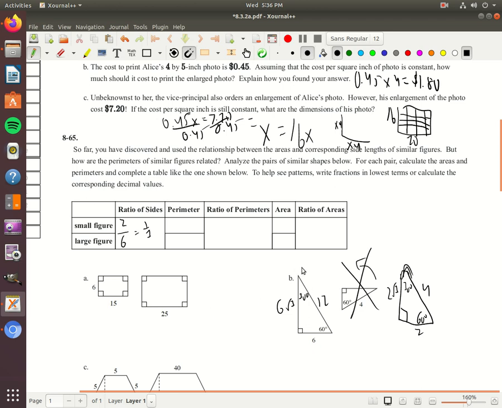Anyways, the perimeter of the small figure is 6 plus 2 times the square root of 3. I'm just going to pop that in the calculator and use decimals, even though I usually don't love decimals. I know that you guys do. So I get 9.464.